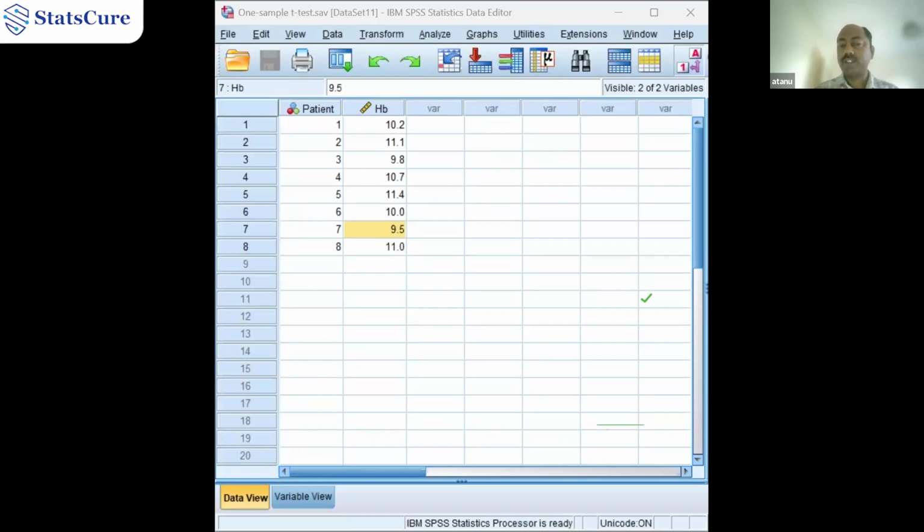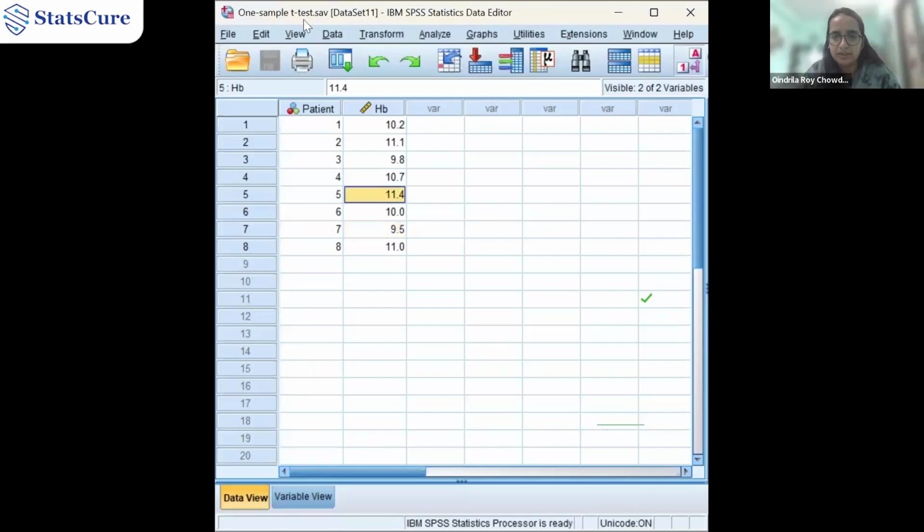P-value is a byproduct of this t-test. So don't get confused between T and P. P-value is a byproduct of the t-test. And we are going to apply the t-test to see whether the mean we get, 8.5 or 9.5, is different from the standard or given population level mean value. That is the context. Over to you, Mandirala.